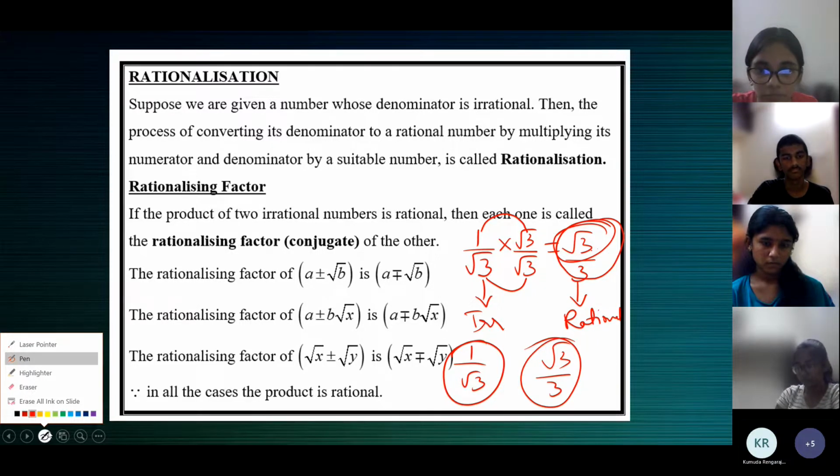Ma'am, can we follow the same procedure for numbers like 2 by root 3? Yes, 2 or any other number. Same procedure. Okay, ma'am.